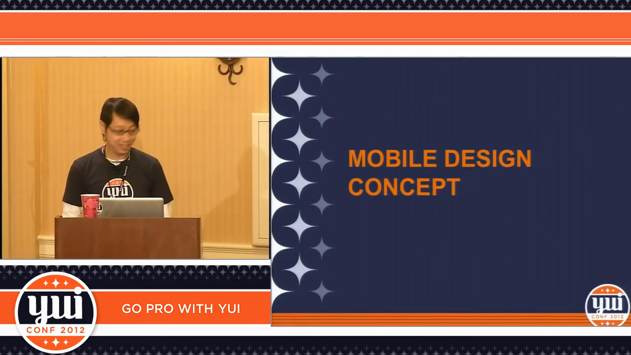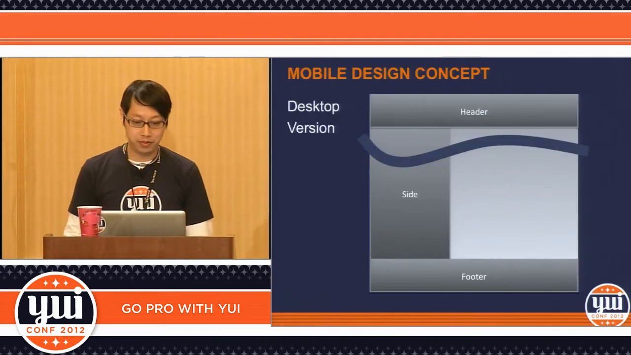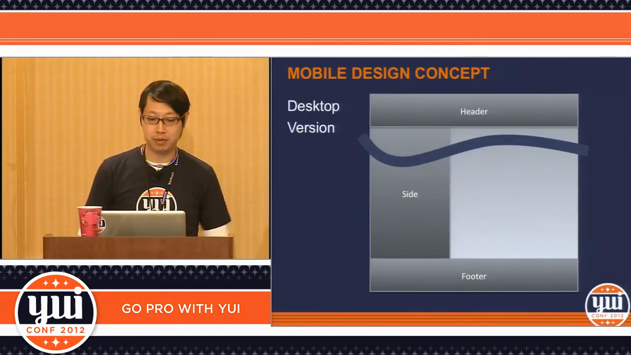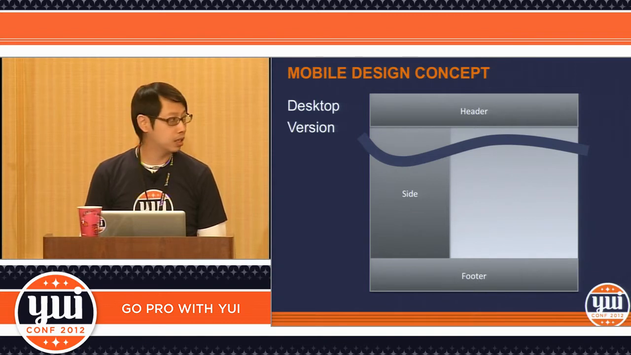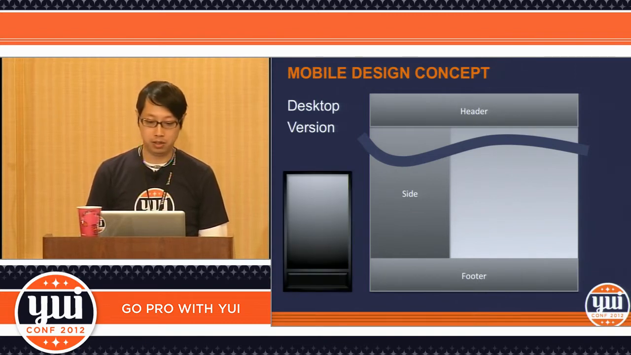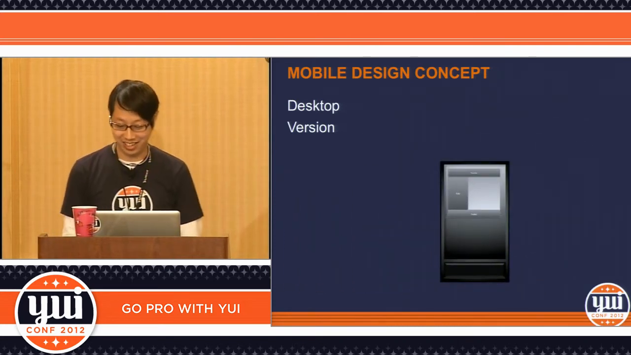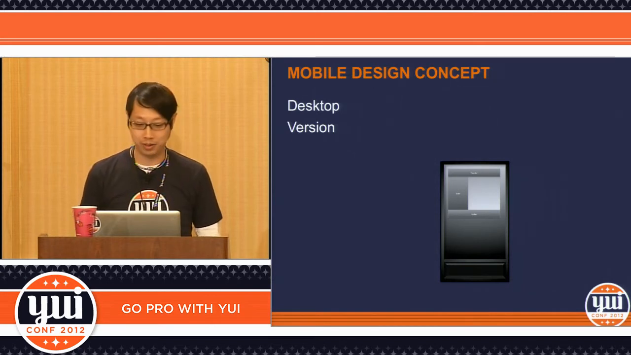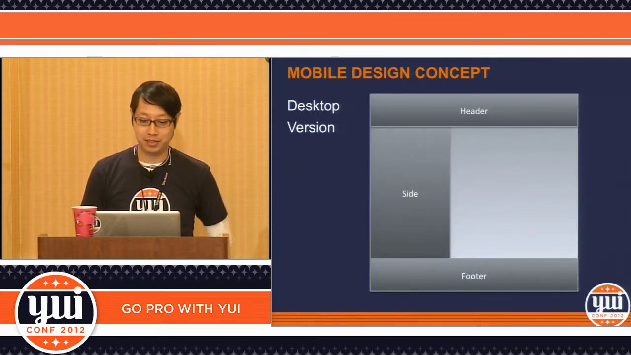Hello, I'm Zordius. I want to discuss the mobile design concept. First, we start from desktop version. This is a typical web page. As you can see, we got header, footer, and side column. If you want to fit this content into the mobile device, then you can see we cannot see anything. User need to zoom in, zoom out, or scroll up, scroll down, scroll left, scroll right. So we cannot just do this.